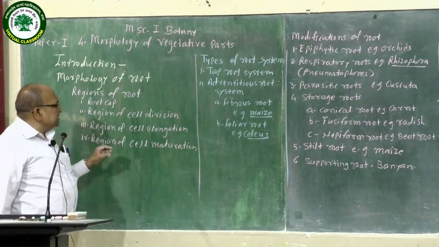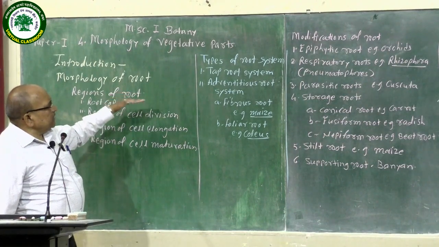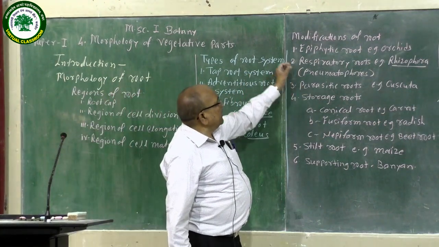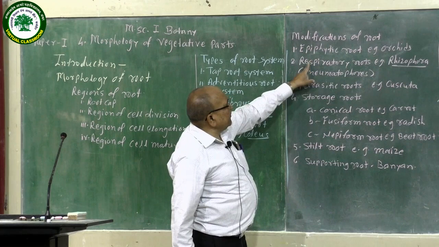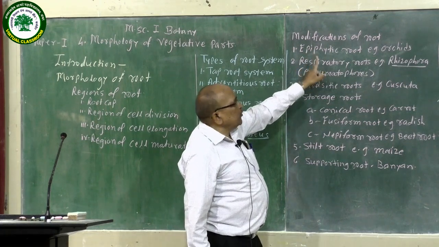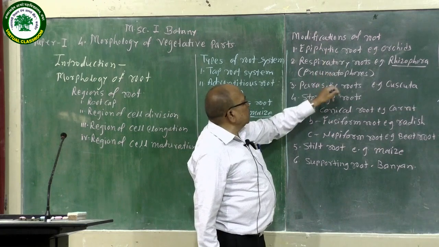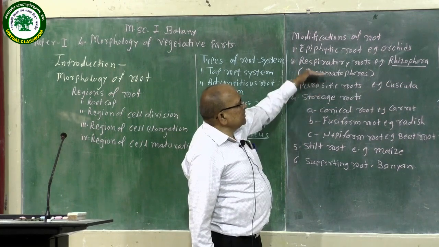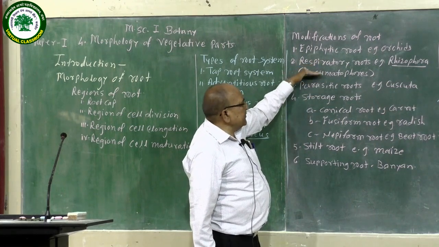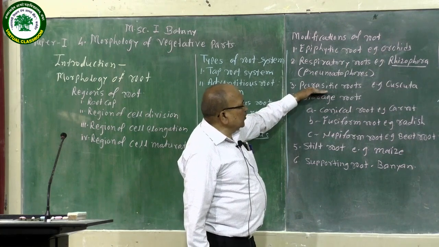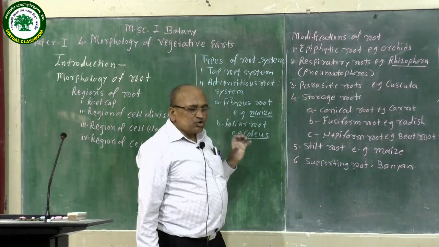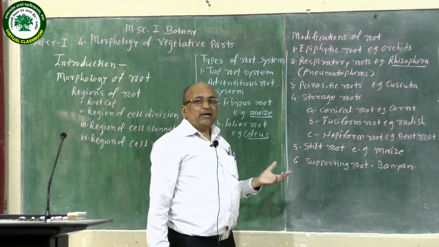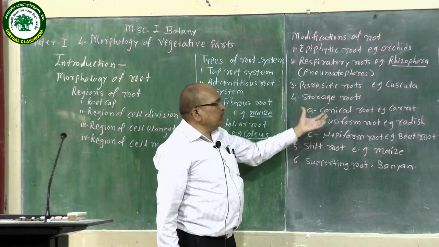Next function is, due to modifications, it takes part in absorption of moisture from the air, known as epiphytic roots. Respiratory roots take oxygen through the lenticels and supply it to the plant body for respiration. Next one is the parasitic roots. Example Cuscuta. Haustoria of Cuscuta absorb prepared food material from the living cells and supply it to the plant body.